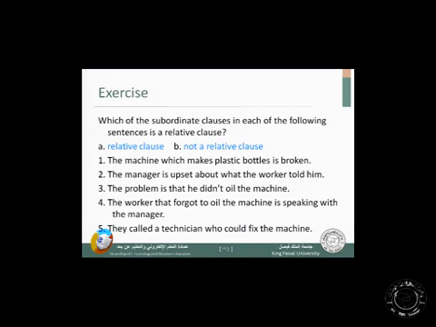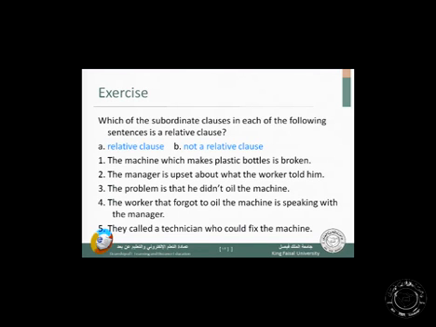Does it modify a problem? No, it doesn't. So it is here the complement of the subject plus be. So the subject, the problem, and the verb to be need a complement. So they both take this subordinate clause, that he didn't oil the machine. So it is not relative. It doesn't modify a noun phrase. So in this case, the correct choice is B, not a relative clause.